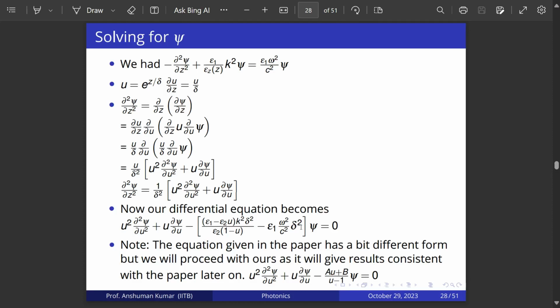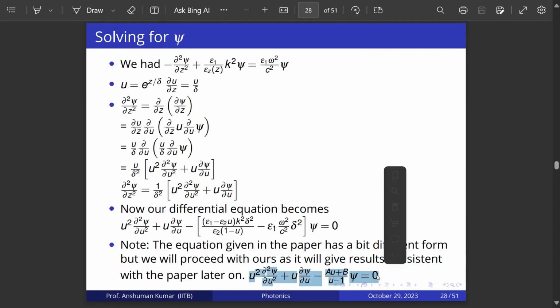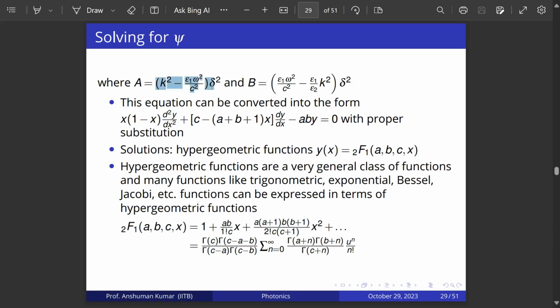This is somewhat different from what we found in the paper, but the solution we reach with this equation is exactly the same as given in the paper. Now we express our differential equation in this form, where A can be expressed in terms of delta, omega, epsilon 1 and k, and similarly B can be expressed in that form. This equation can be converted into this form using some substitutions, which we are not going to show. We want such a form because the solution of this differential equation is a hypergeometric function, which takes three arguments a, b, c, and the variable, which is here.